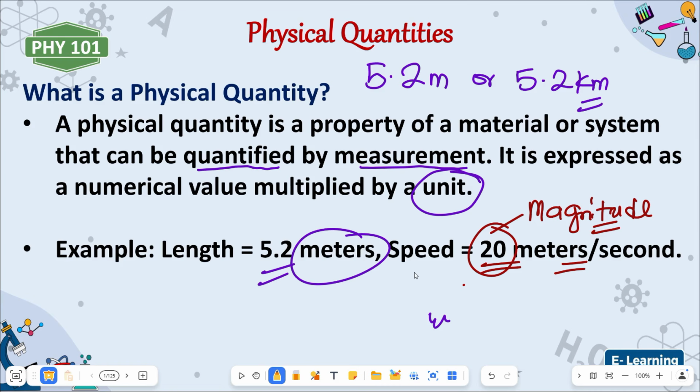A physical quantity is a property of a material or system that can be quantified by measurement. That means you can tell the amount that is there by measuring it. And it is expressed as a numerical value multiplied by a unit. Example is length, for instance, 5.2 meter, and then speed, 20 meters per second.